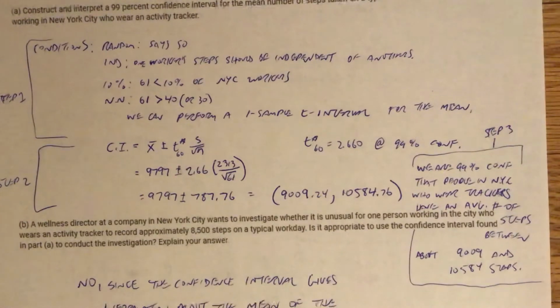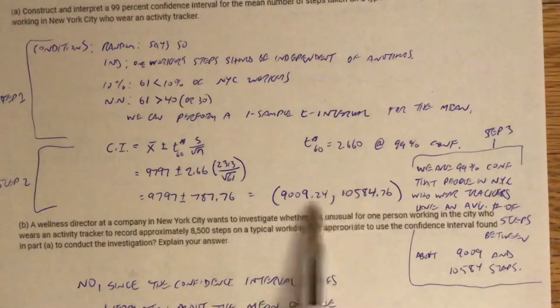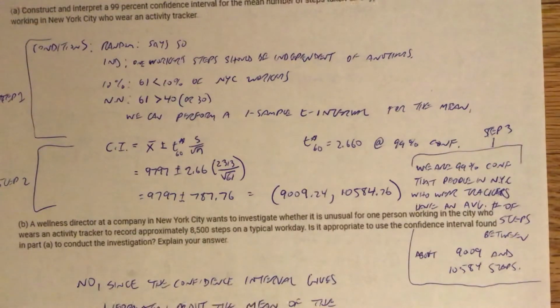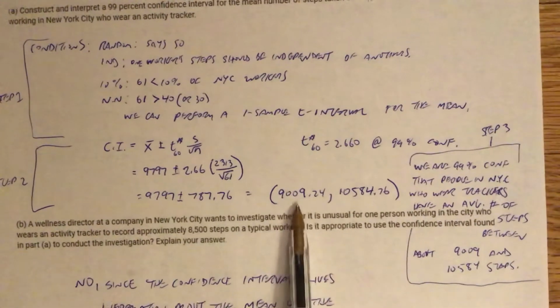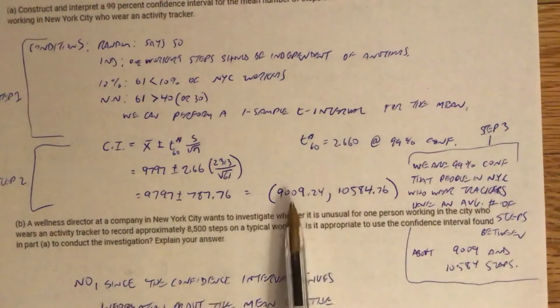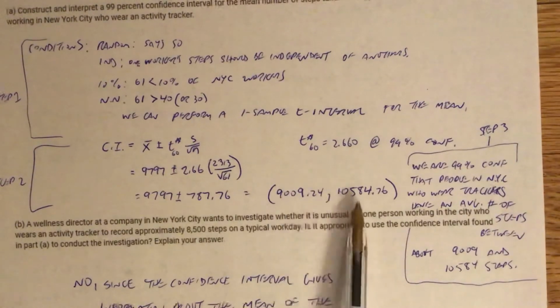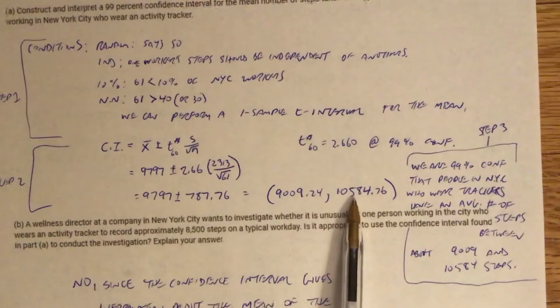When we go over it, we'll see what they ask for. They basically want this confidence interval. So basically, even though our sample came out as 797, what could the true population value be with a 99% confidence? Well, the true value is between 9,009 roughly and 10,584. All right.